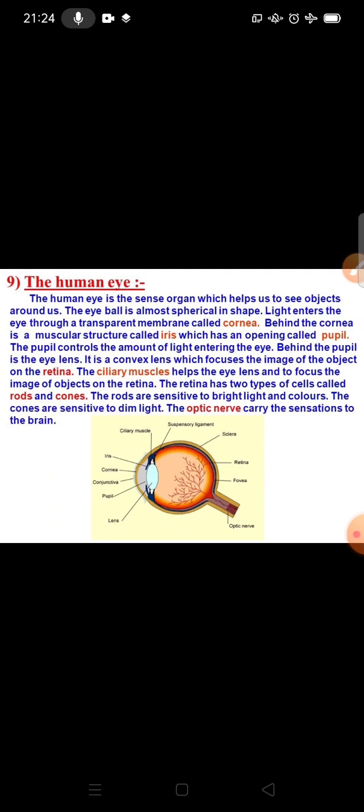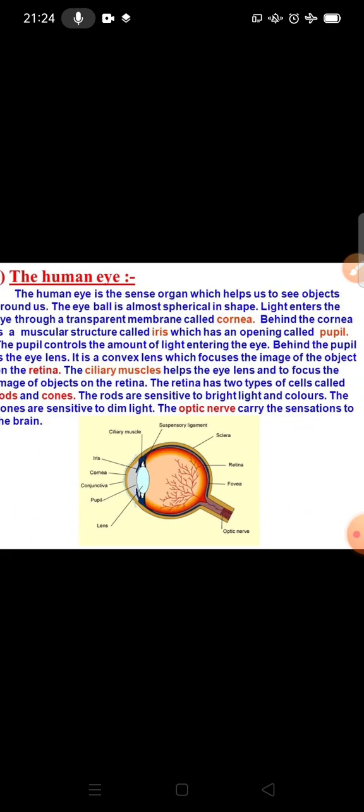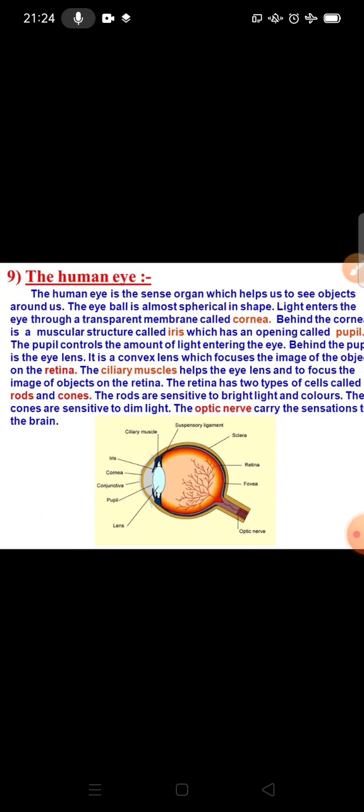You can see there is a different function for each part of the human eye, and you know the human eye is a sense organ which helps us to see objects around us. The eyeball is almost spherical in shape. We have discussed the function of the cornea.